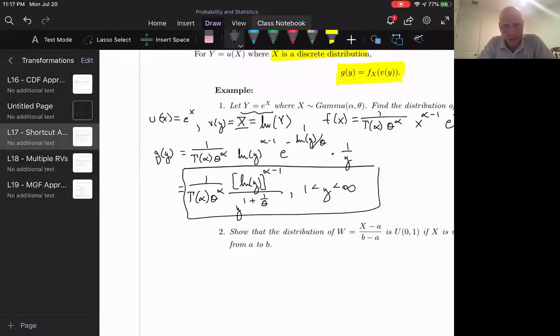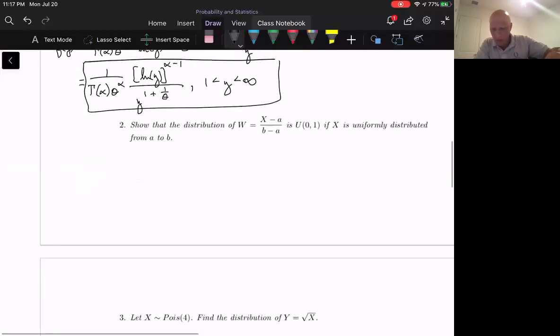I don't know if you guys feel like it's a shortcut. It just skips some of the writing, but a lot of the reasoning for it is the same. Let's take a look at problem 2, because this is a new one. This wasn't on the last handout. In problem 2, we want to show that W, which is equal to x minus a over b minus a, is a uniform 0 to 1 distribution if x is uniformly distributed from a to b.